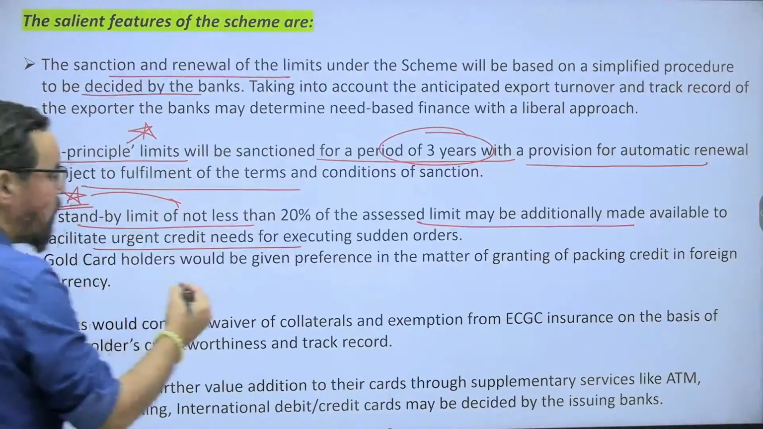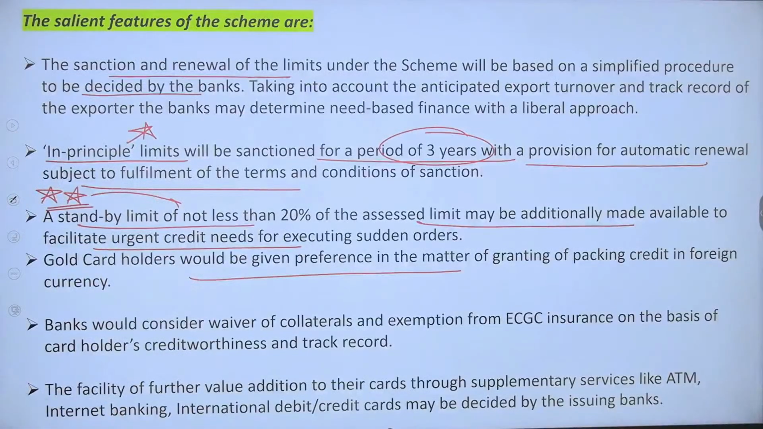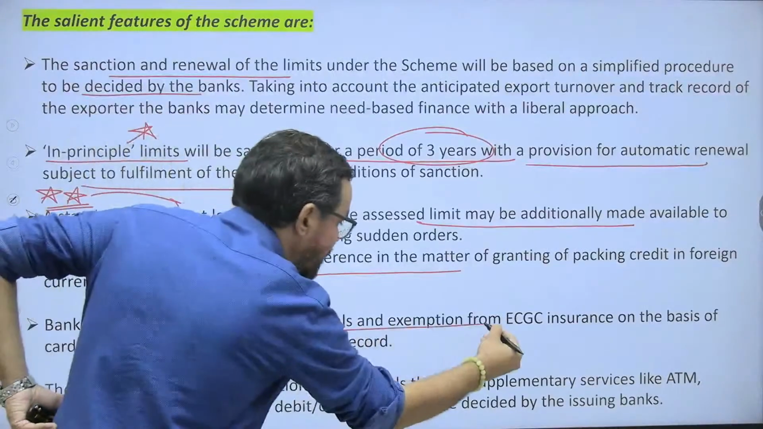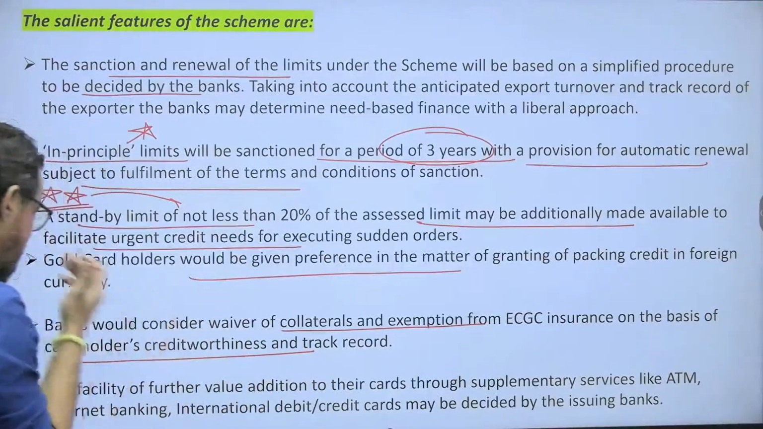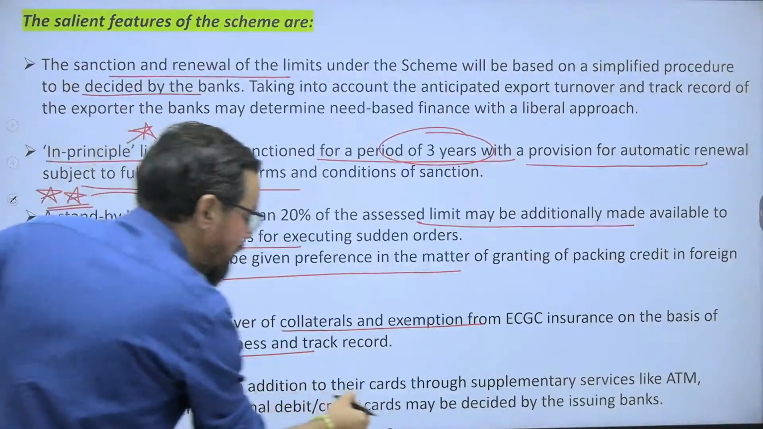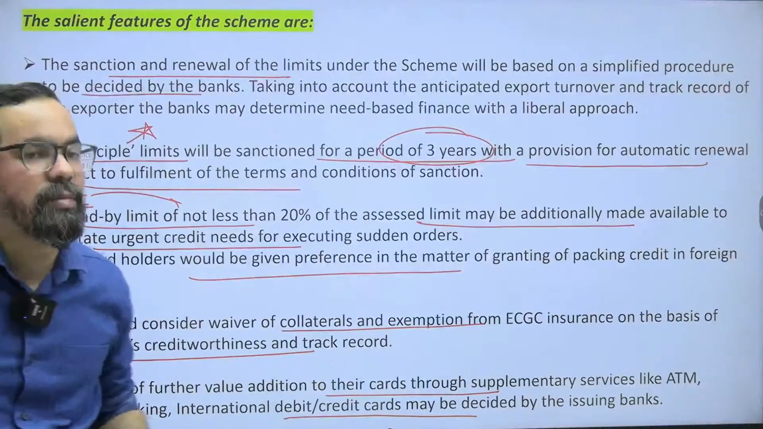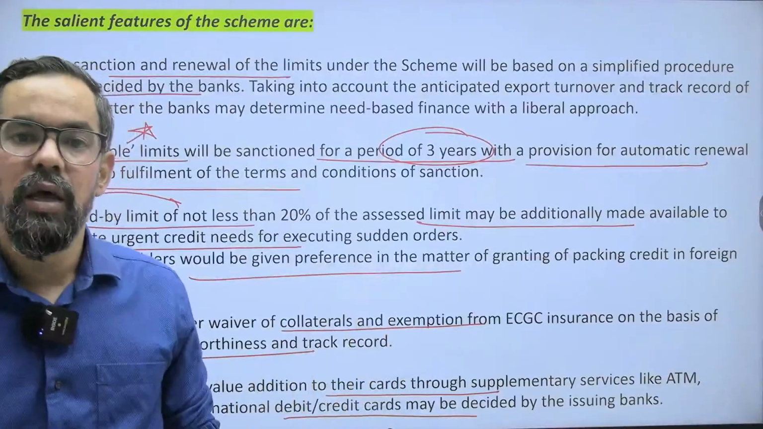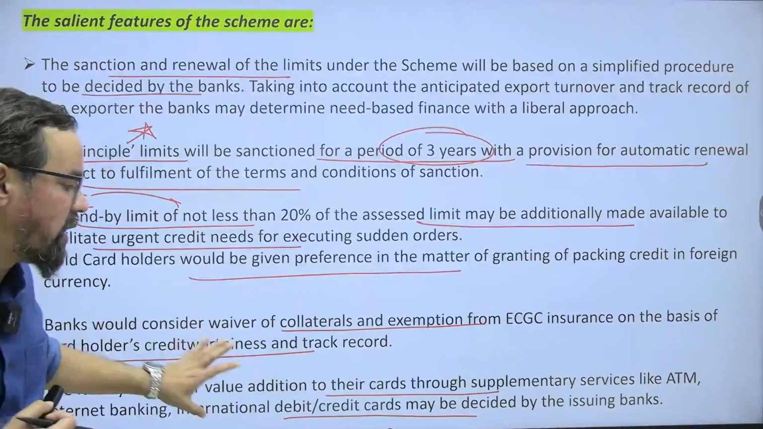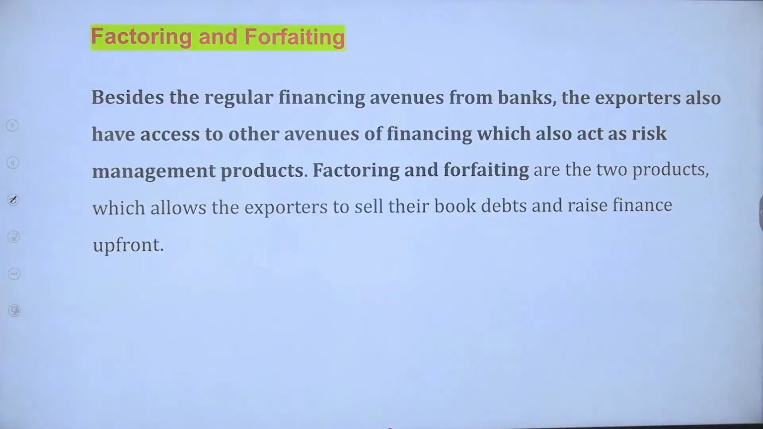Okay? Gold card holders would be given preference in the matter of granting packing credit loans also, pre-shipment loans. Banks would consider waiver of collateral and exemption from ECGC insurance on the basis of the cardholder's creditworthiness and track record. The facility of further value addition is decided by the issuing bank. Okay, in today's date, most gold card holders are with our banks, for that we generally provide some additional services like insurance and all, which are generally part of this particular one. Okay, so this is again a very important one. So please do remember this one.